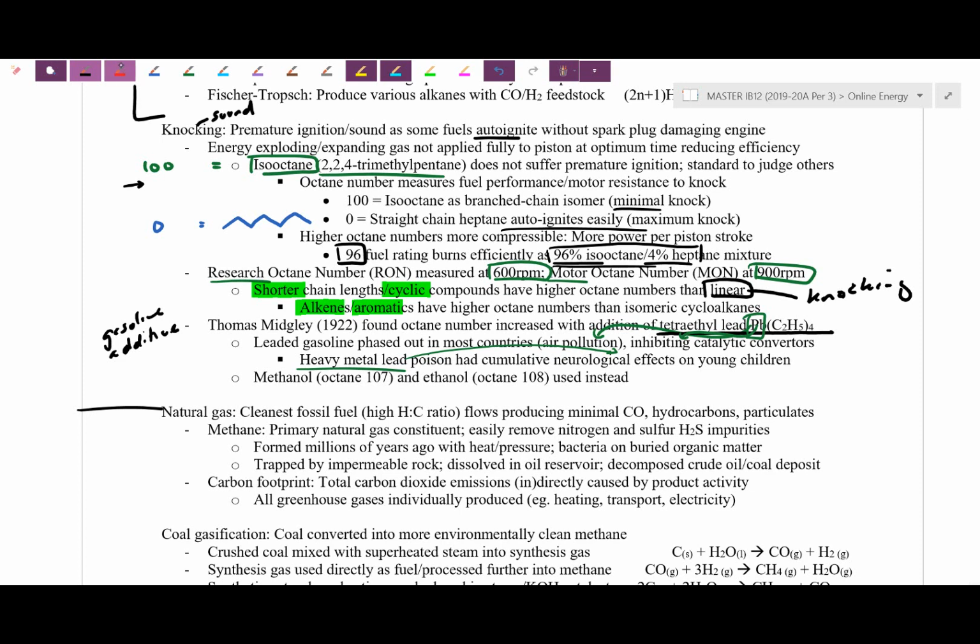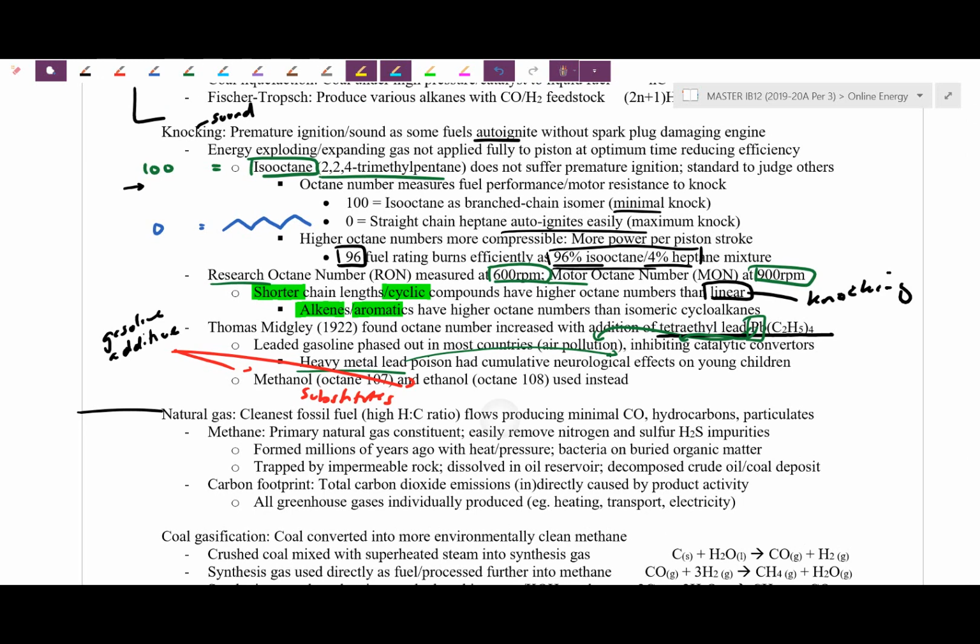In this case, we actually substitute it. I don't want to deal with the heavy metal lead. Not only is it not very common, it has all these devastating side effects. We find other chemicals that can also enhance the fuel. We can add methanol. I can add ethanol. These are substitutes. They're like the tetraethyl lead. They somehow increase the efficiency, the octane rating of my fuel itself. Because it was totally arbitrary that I set isooctane at 100, it turns out methanol actually has an octane number of 107. Ethanol actually burns even better than isooctane.